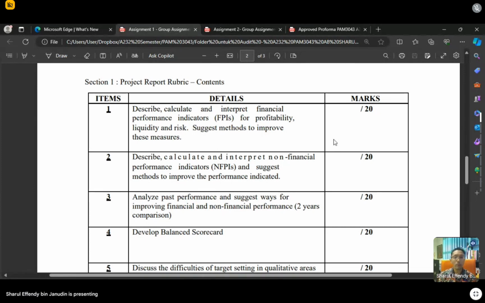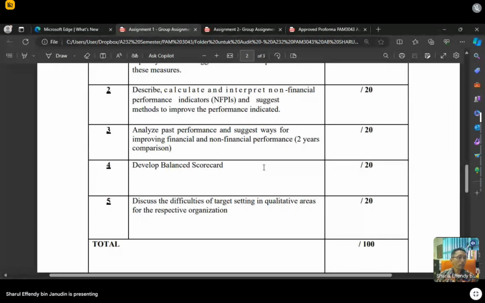For the first one, yes, I want to know about the profitability, liquidity, and risk. But for the NFPI, non-financial performance indicator, you have to think what should be written based on the report that you may have. Number three, analyze past performance and suggest ways for improving financial and non-financial performance.